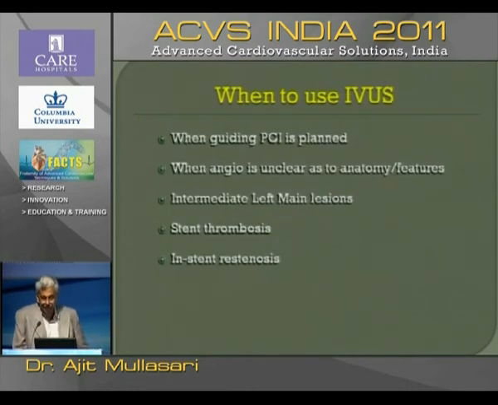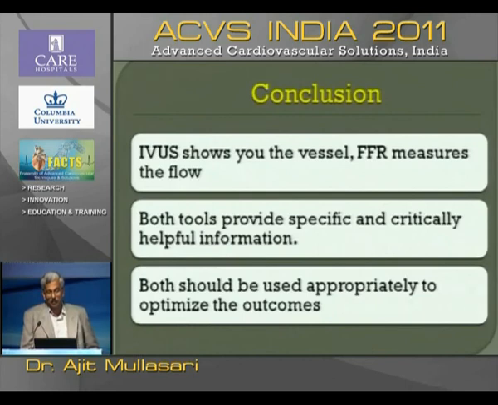And when do I use IVUS? When I plan my PCI, especially when I suspect calcium, when angio is unclear as to anatomic features, intermediate left main lesions, stent thrombosis, and in-stent restenosis. To conclude, IVUS shows you the vessel, FFR measures the flow. Both tools help specificity and provide critical helpful information and should be used appropriately to optimize the outcomes. Thank you very much for your patient hearing.